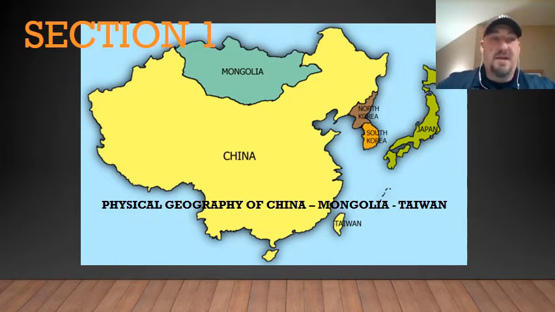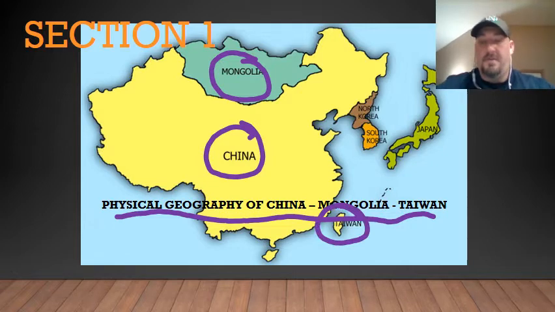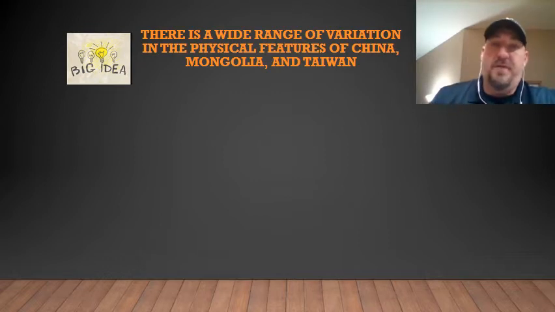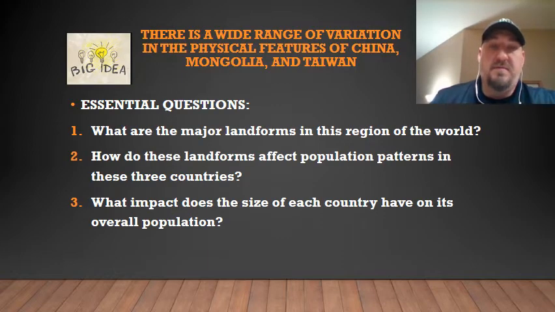We're looking at section 1, the physical geography of China, Mongolia, and Taiwan. Our big idea for this section: there's a wide range of variation in the physical features of China, Mongolia, and Taiwan. Our essential questions: what are the major landforms in this region? How do these landforms affect population patterns in these three countries? And what impact does the size of each country have on its overall population?